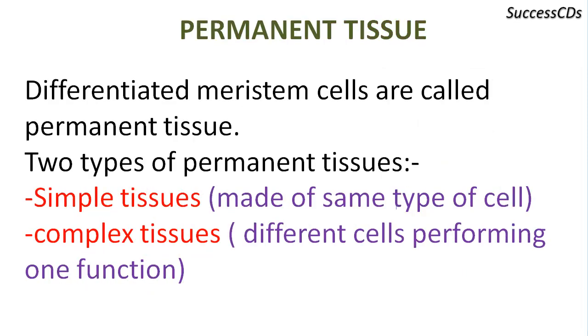Permanent tissues. Permanent tissues are basically differentiated meristem cells which have changed their shape and size to get specialized and perform different functions inside the plant body. It is of two types: simple tissues, which are made of same type of cell, and the complex tissues, which are formed of different cells performing one function.